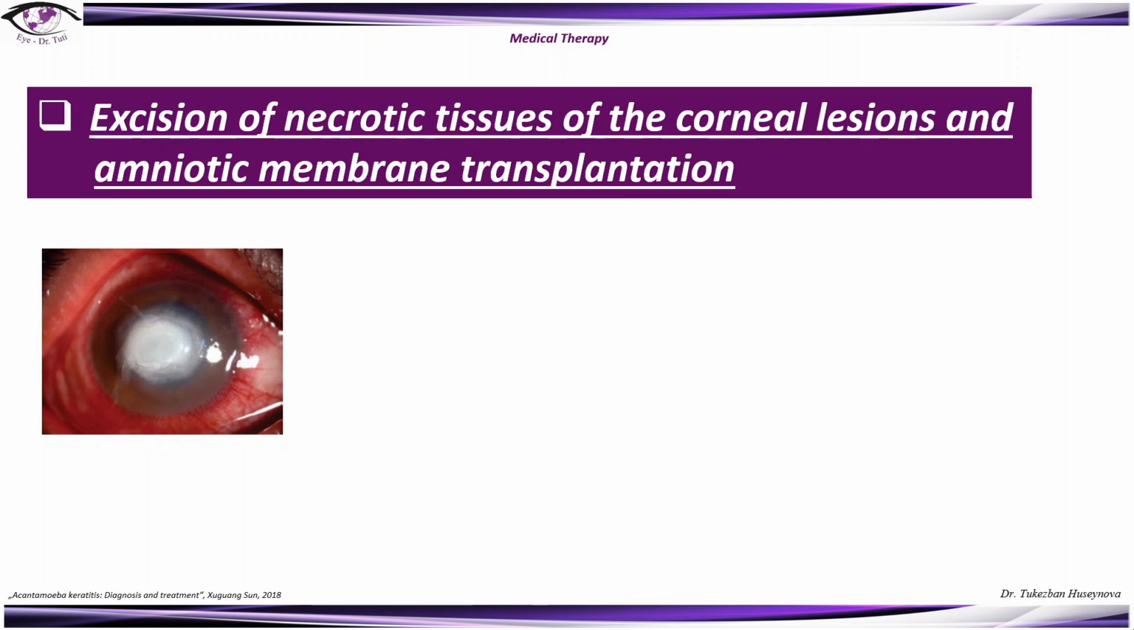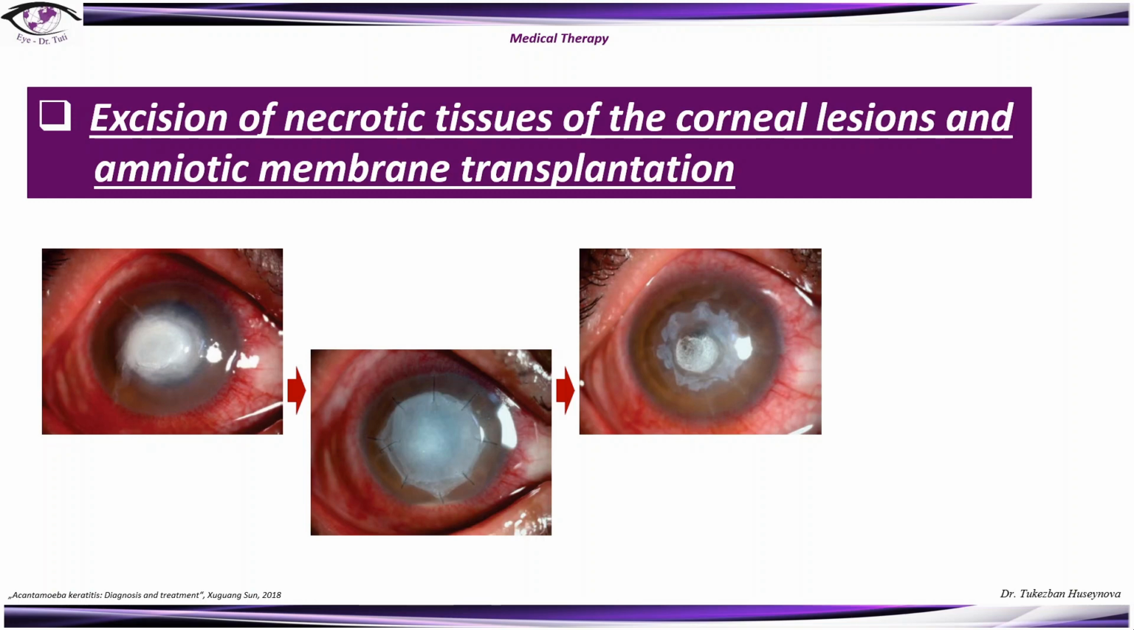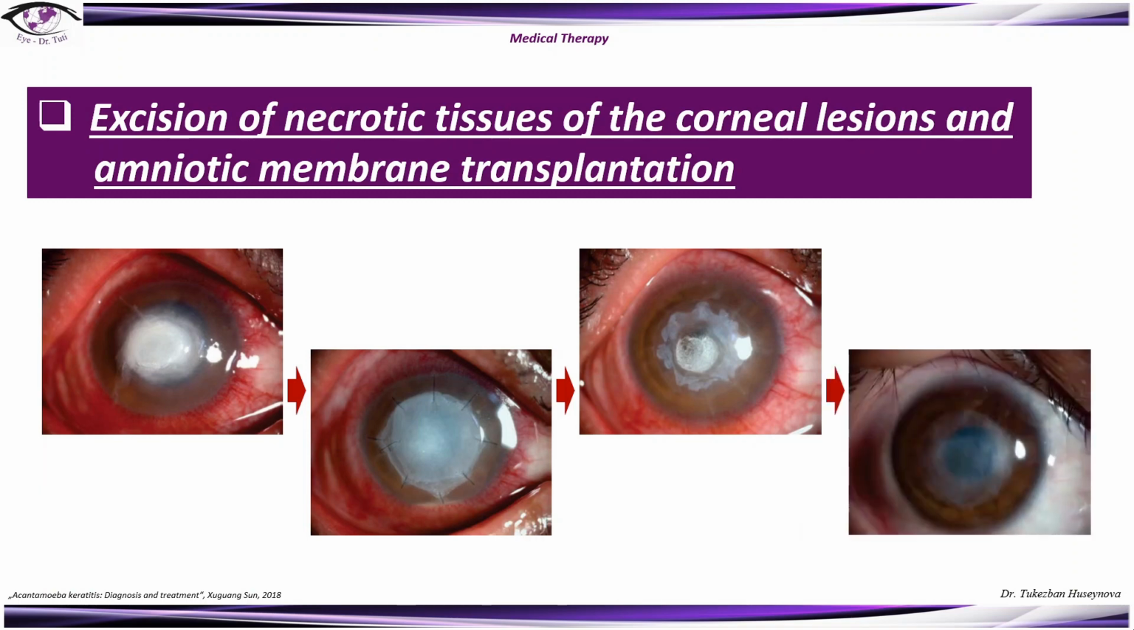Excision of necrotic tissues of the corneal lesions and amniotic membrane transplantation is another choice for surgical therapy. This is the corneal ulcer of a patient with Acanthamoeba keratitis for 1 month before the surgical treatment. And here we can see after the excision of the corneal lesion combined with fresh amniotic membrane transplantation. And this is the photo 1 month after the surgery. Most of the amniotic membrane was resolved and the ulcer was healed. And this is a half a year image after the surgery, and the corneal nebula was formed.